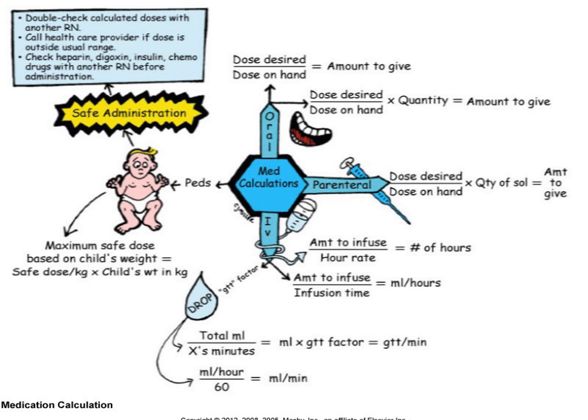And then, of course, for our drip factor, the drop, it's total mLs over the number of minutes, which equals mLs times drip factor, which equals drops per minute. mLs per hour over 60 equals mLs per minute. Great formulas, great slide for you to make sure that you're fully aware of.